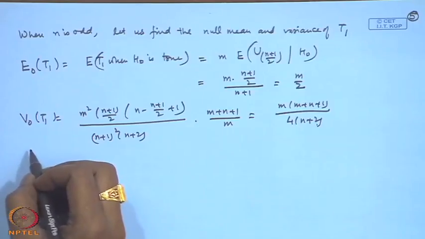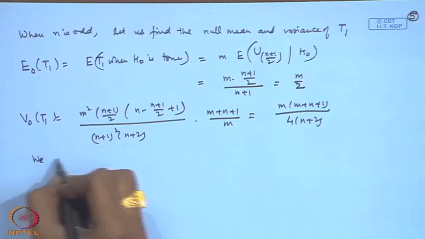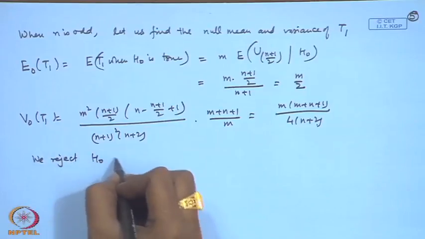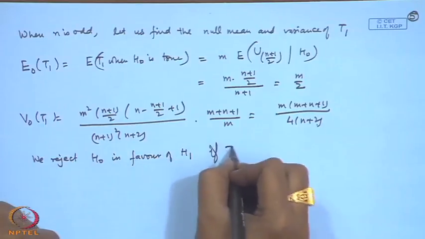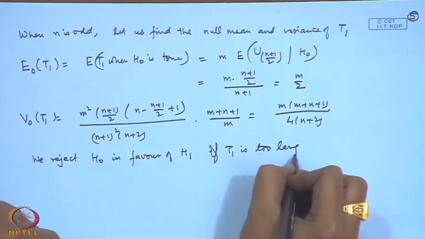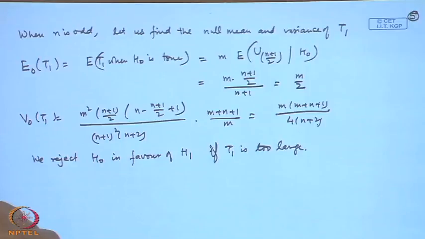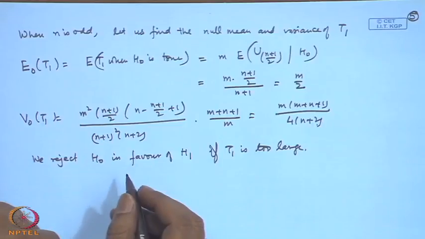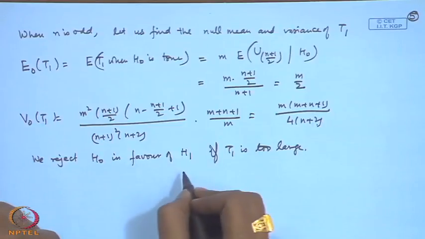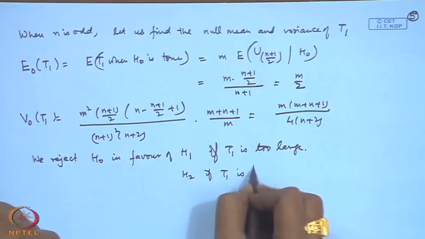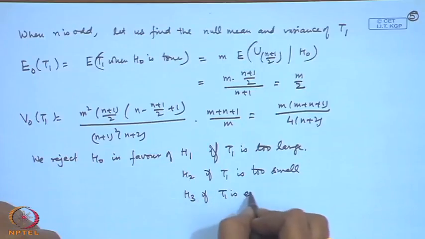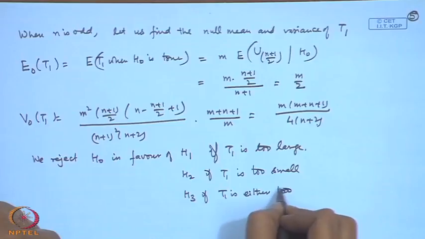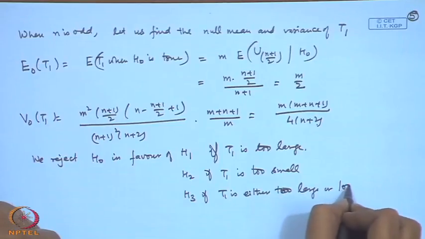So, we can consider say we reject H naught in favor of H 1 if T 1 is too large, and we can also define the reverse of this, that is in favor of H 2 if T 1 is too small, and in favor of H 3 if T 1 is either too large or too small.